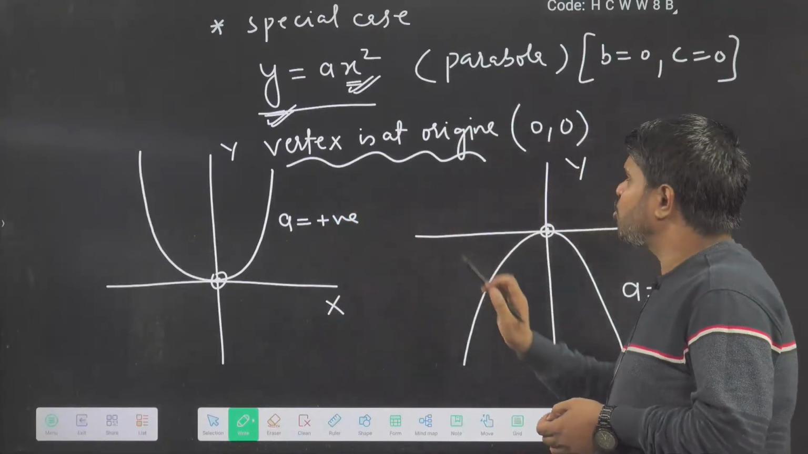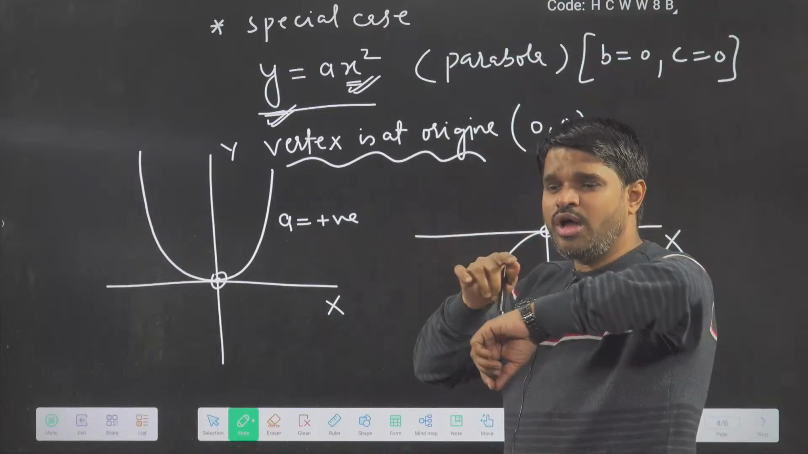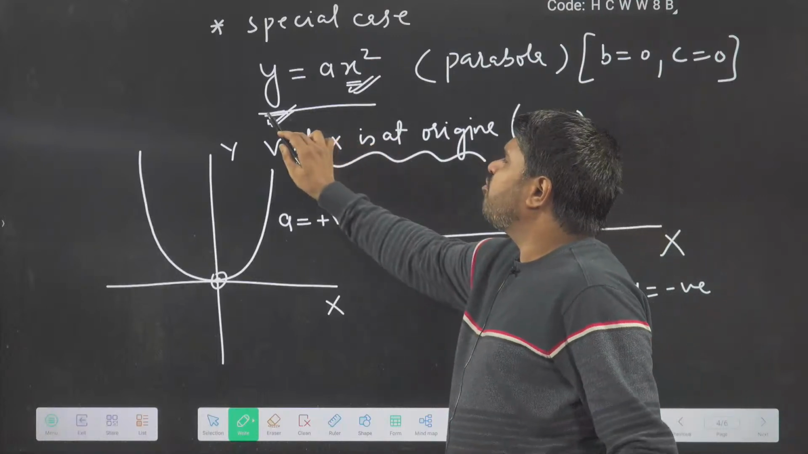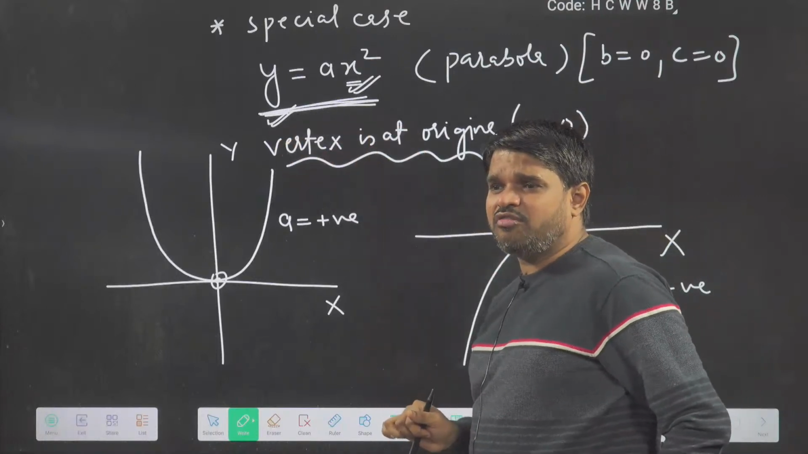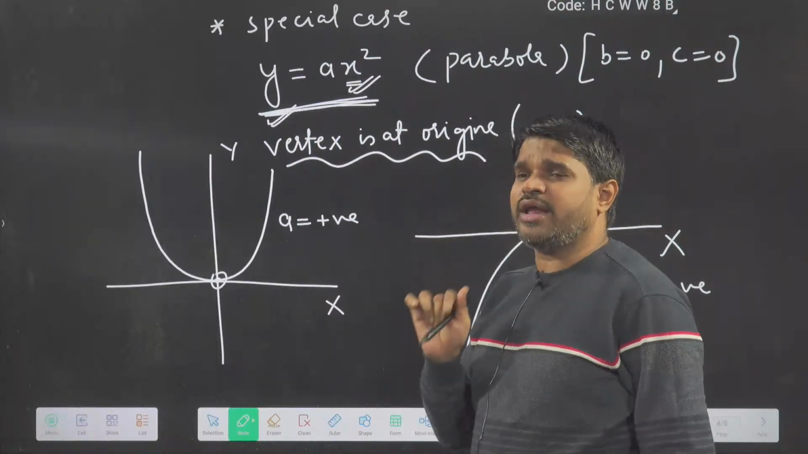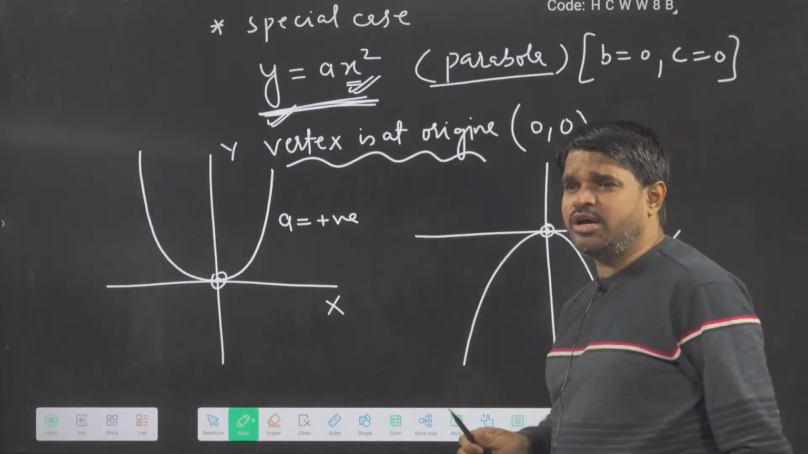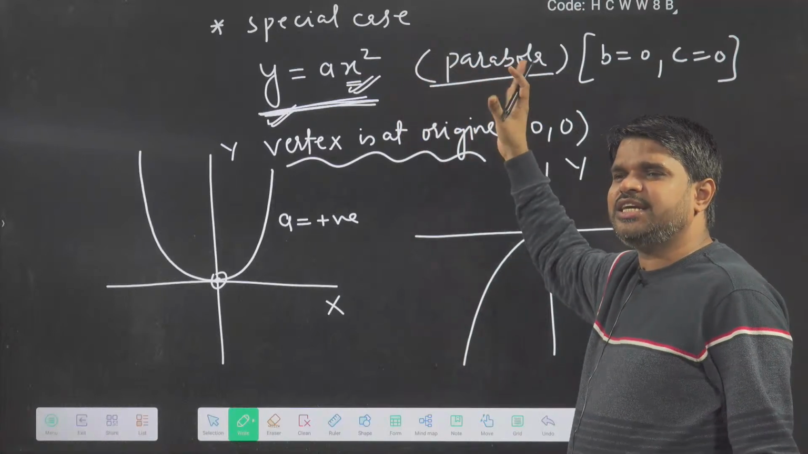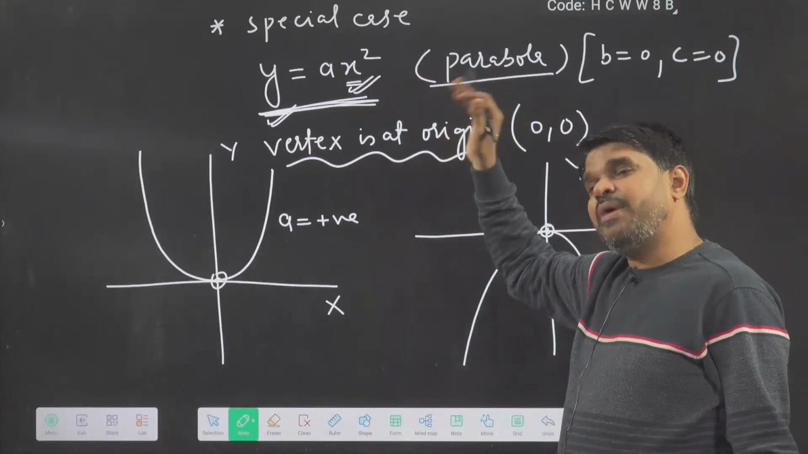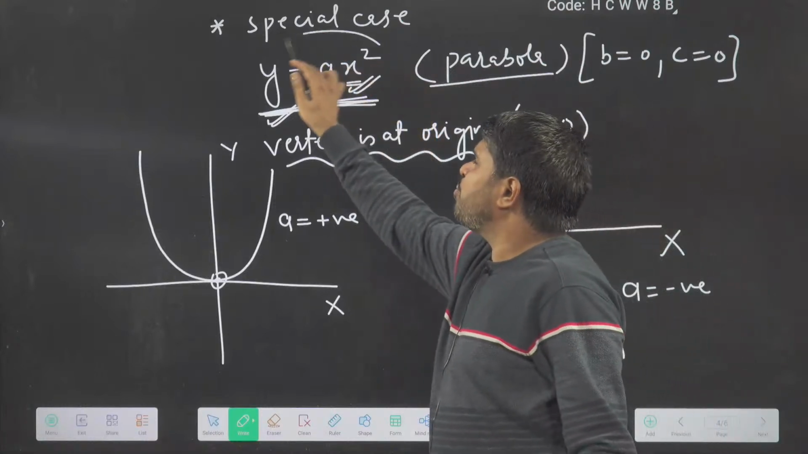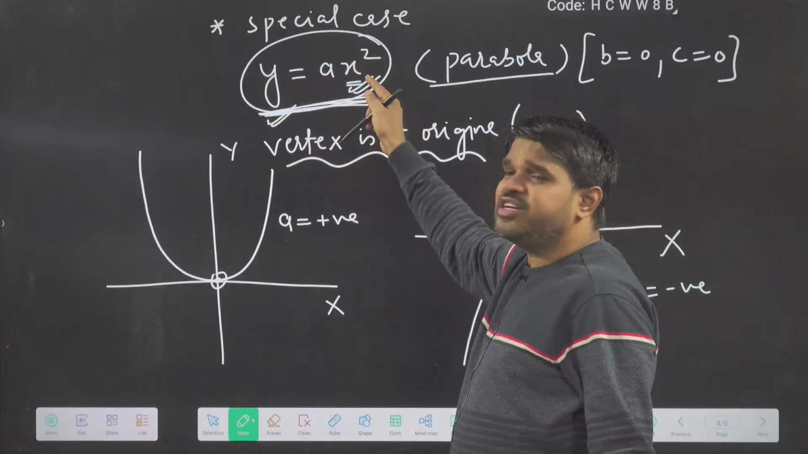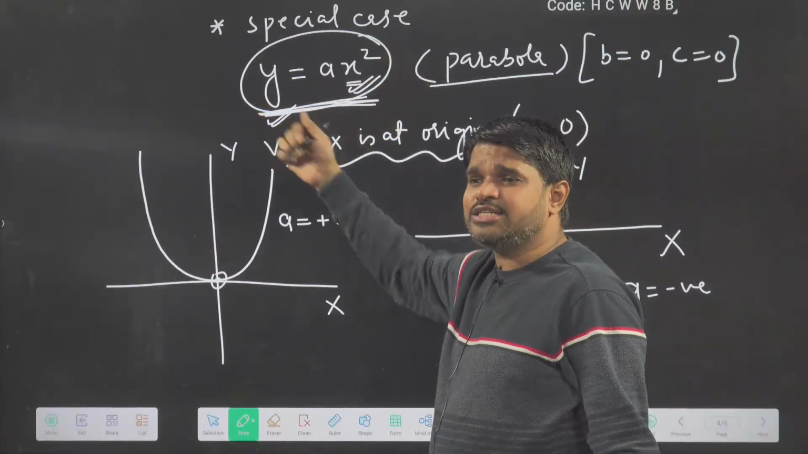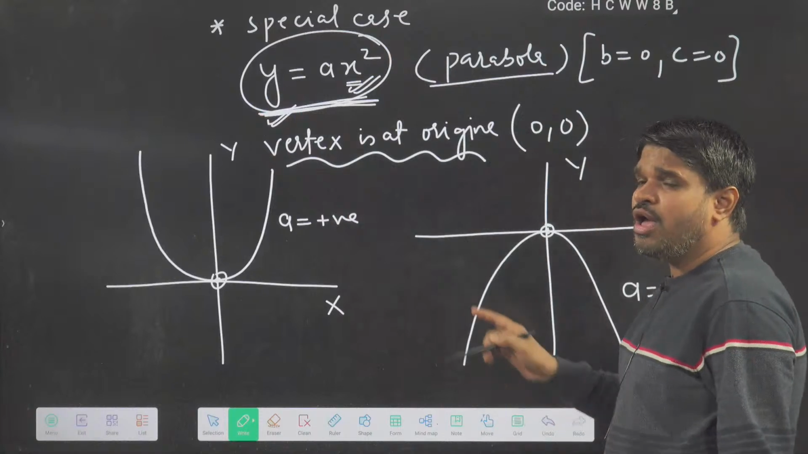So this is the new thing. Now we have already wasted some time, so let's do it efficiently. Remember, y equals ax squared. It is also a parabola. Here, the bx term and c term are missing. b and c are 0. But even then it is a parabola, because both conditions are met: the highest power of x is 2 and the highest power of y is 1.